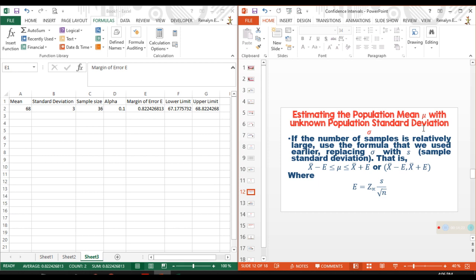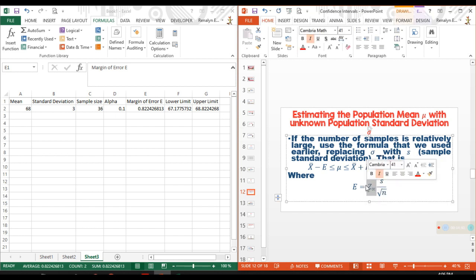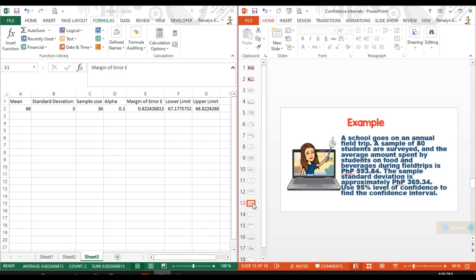If it is relatively large, say for example, it is greater than 30, pwede na natin yung i-consider as relatively large. Gamitin nyo lang yung ginamit natin na formula before. I-replace nyo lang si sigma by the letter S. Parehas lang. Gagamitin mo pa rin si Z distribution. Okay? Let's have this as an example.